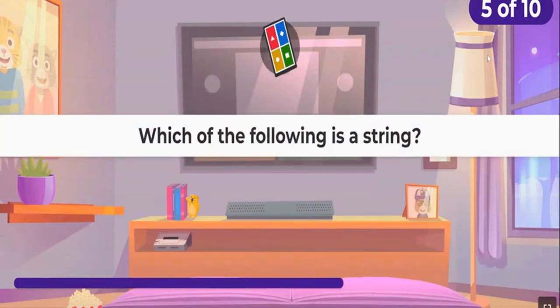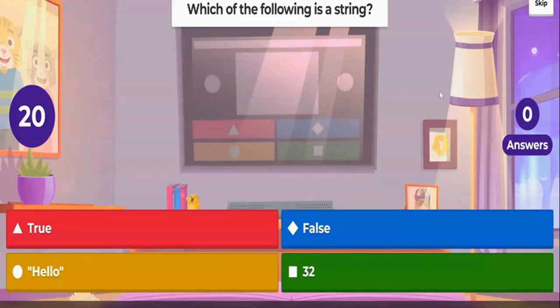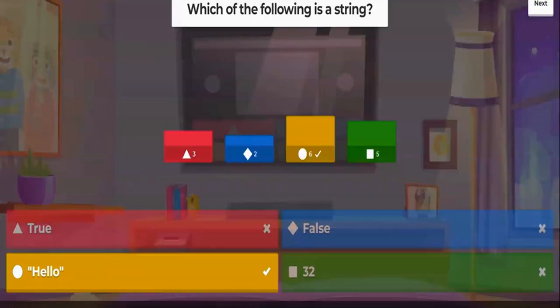Which of the following is a string? Okay. So strings have to have quotation marks. And because hello is the only one that has those quotation marks here, it's the string.